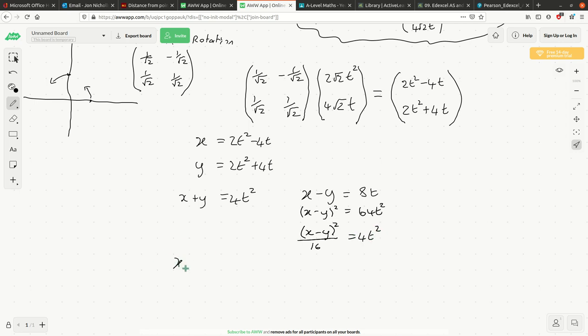Oh, so x plus y, or can we put an alas in here? This feels like the moment where you really need the word alas. Alas, x plus y equals x minus y squared over 16.